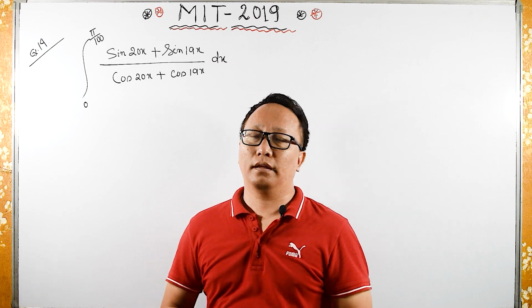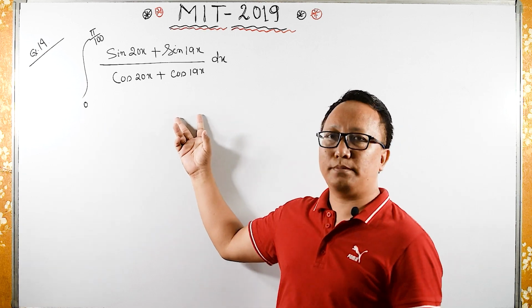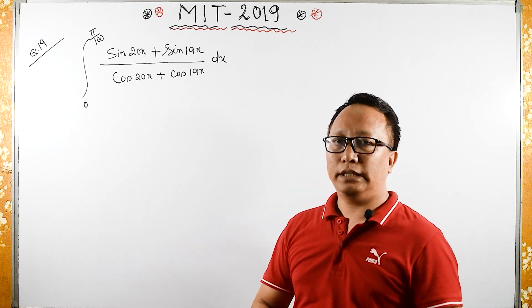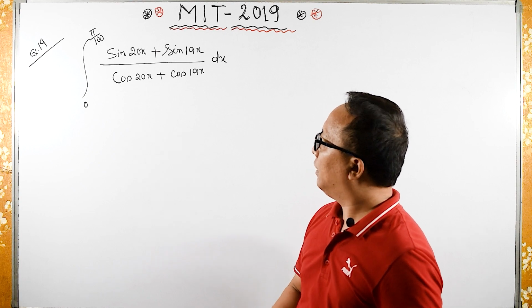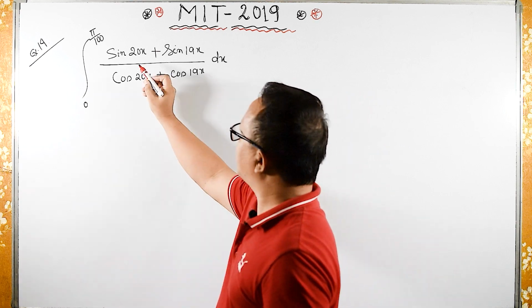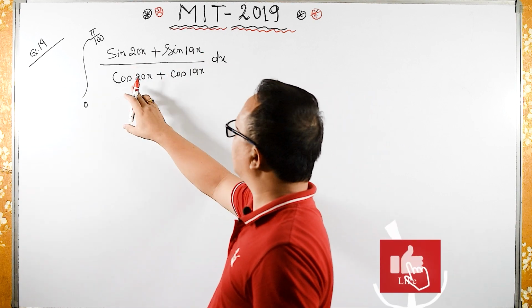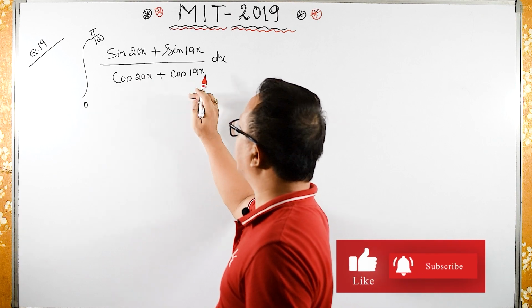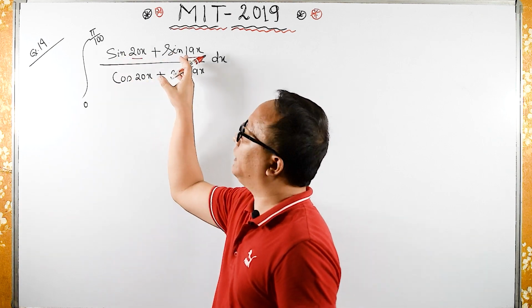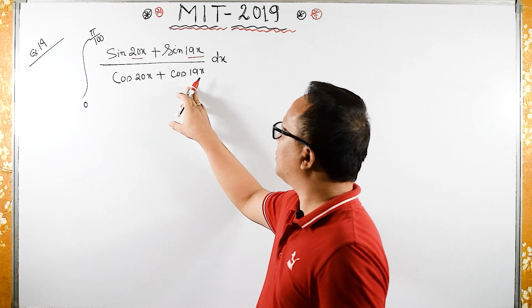Welcome back. This integration was asked by MIT 2019, question number 14. Let's see this integral: sine of 20x, sine 19x, over cos of 20x, cos 19x. We can apply the sine c plus sine d formula as well as the cos c plus cos d formula.